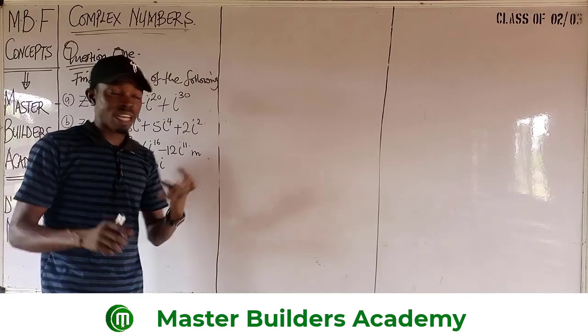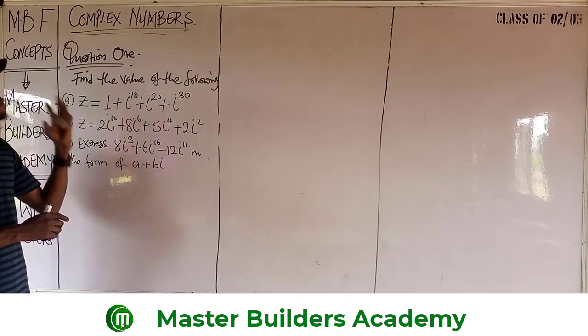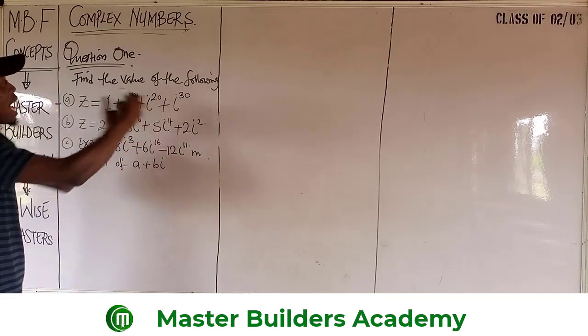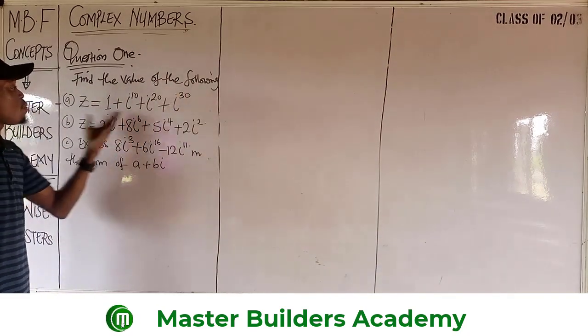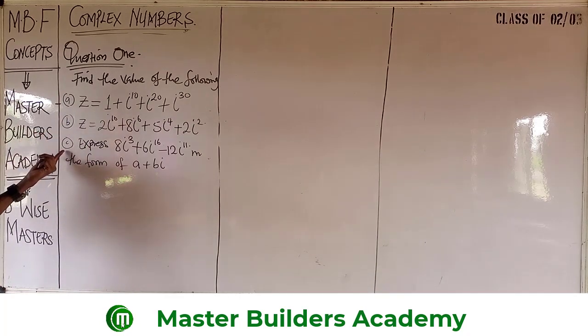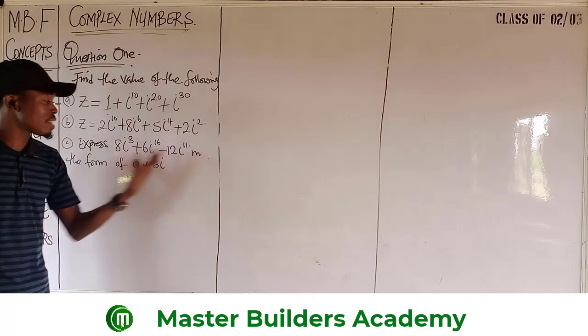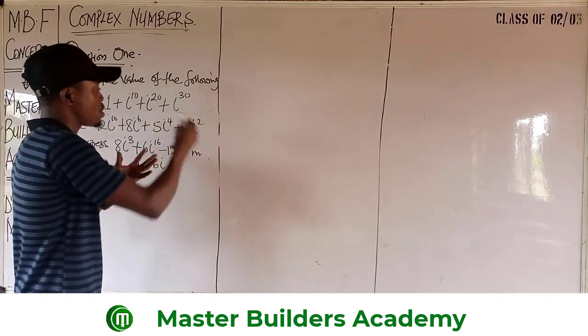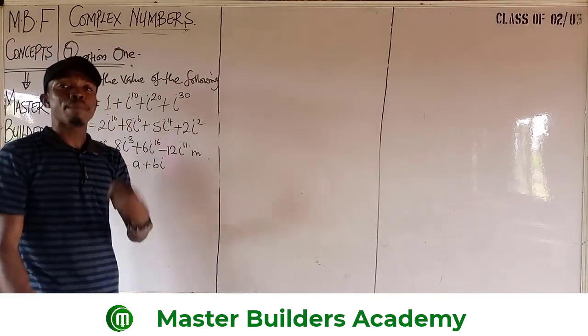Alright guys, as you can see, we have the very first question on the board, and then we are asked to find the value of the following. We have A and B. Then the Roman figure 3C, we are asked to express this in the form this, which is very, very simple. So these are the possible problems you can have using the power of I.